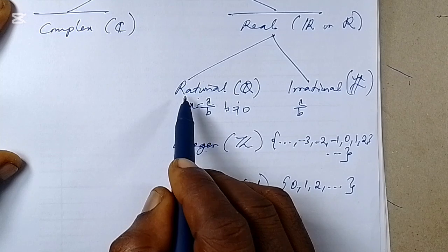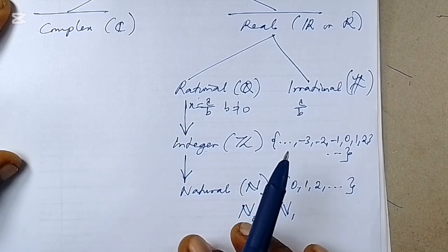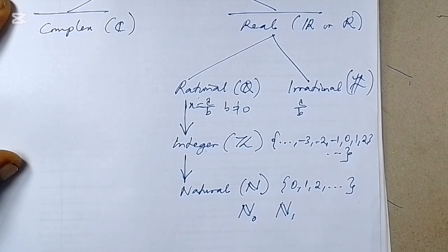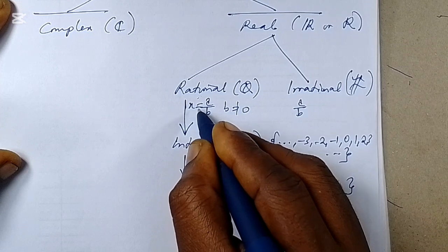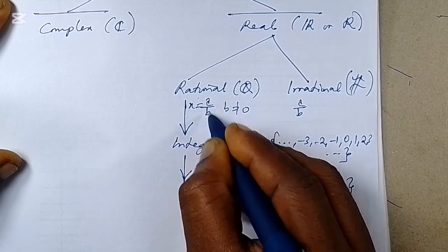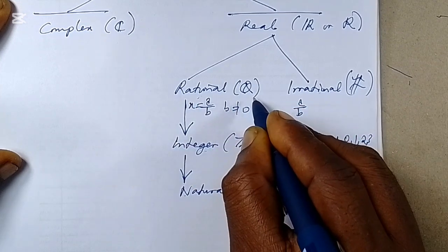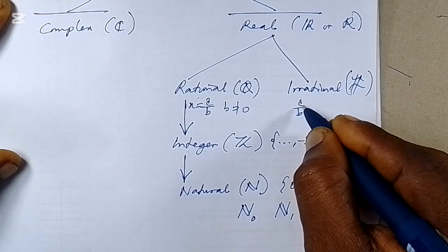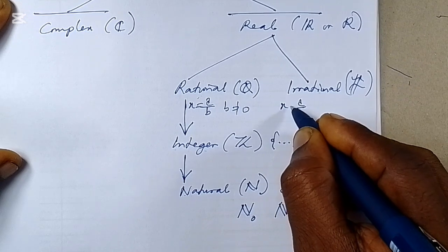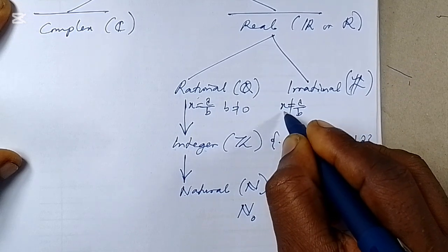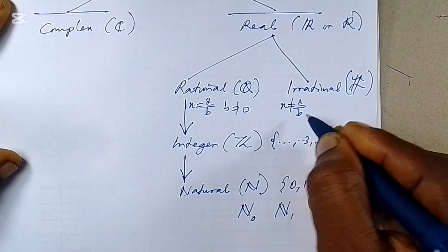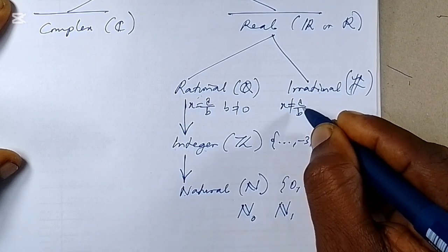Now, rational numbers in particular are fractional numbers. They can be expressed as a ratio of two integers. However, there are numbers that cannot be expressed as a ratio of two integers, meaning that there are numbers x that cannot be expressed as a ratio of two integers. Those kinds of numbers are called irrational numbers.